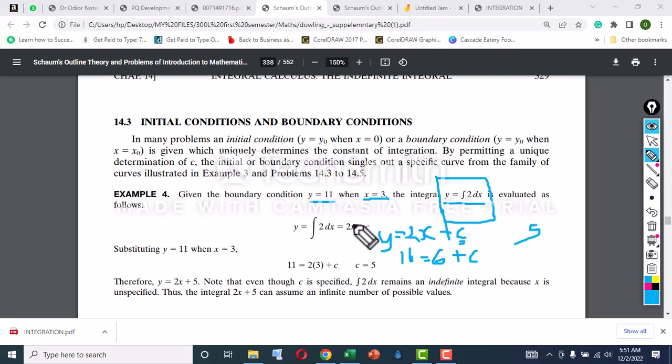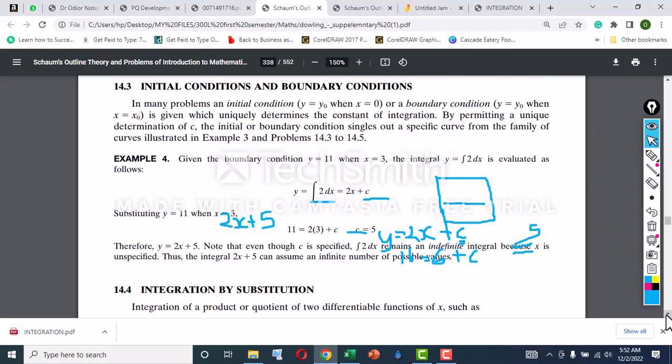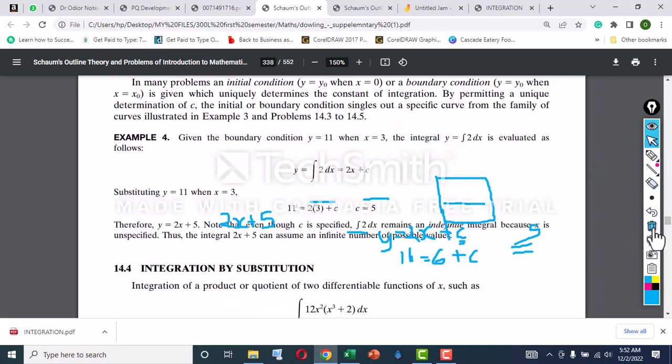So you now go back to your solution here, 2x plus c. You now put it as 2x plus 5. So now you know exactly what your C is, that your C is 5, because you are given a boundary condition. The boundary conditions, y is equal to 11 and x is equal to 3. So that's how to know exactly what your C is. So take note of that.